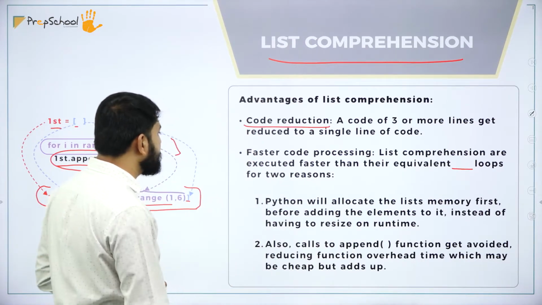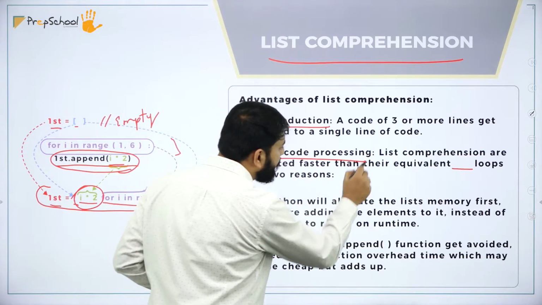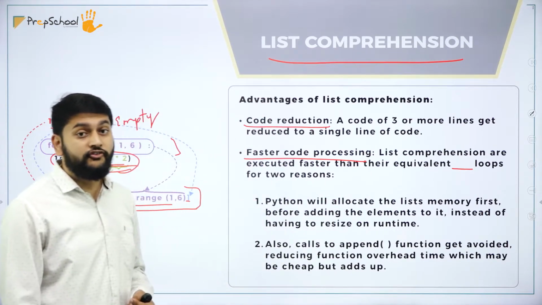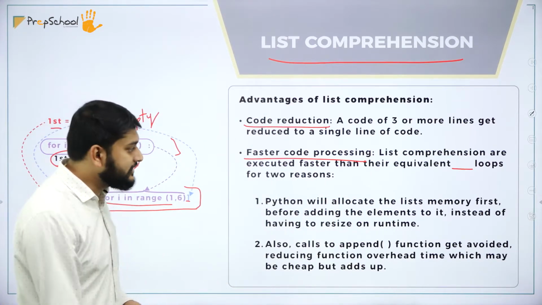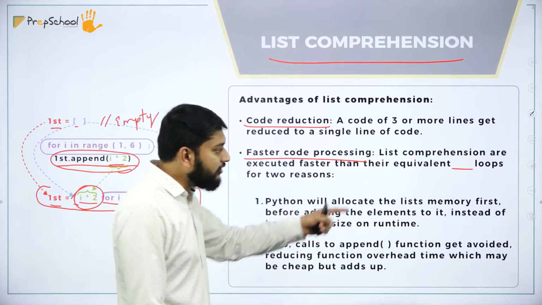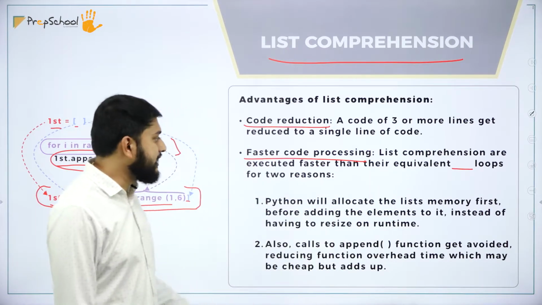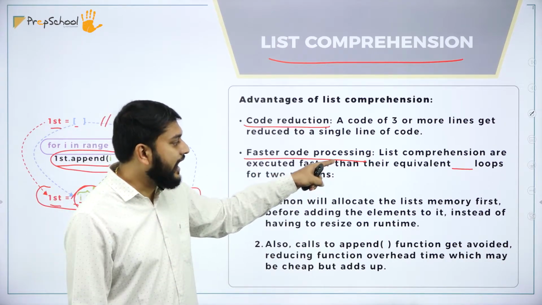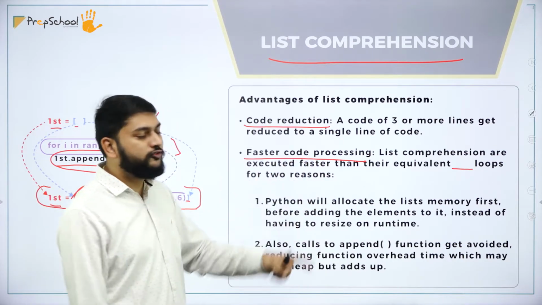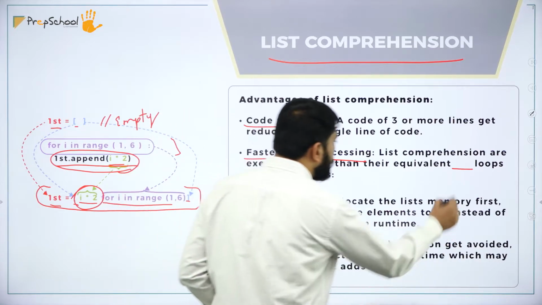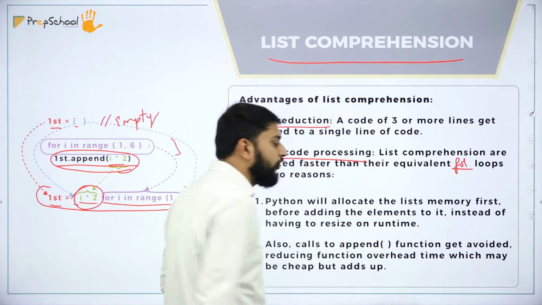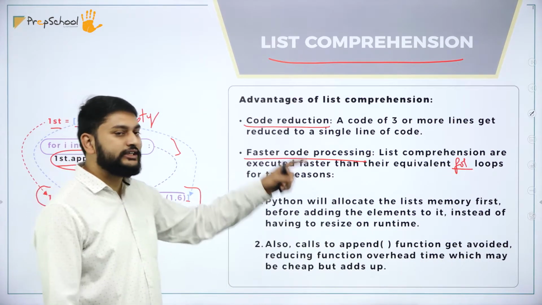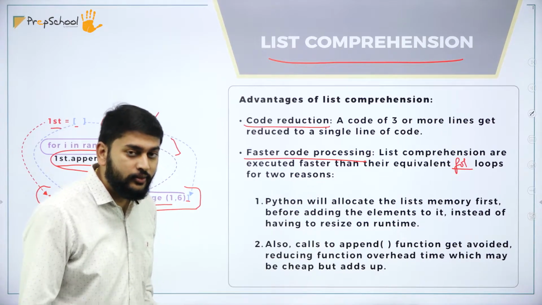What is the next advantage that I have? Faster code processing. Please understand that I have given a blank for all of you. Let us understand that list comprehensions are executed faster than their equivalent loops. Which kind of loops? It is for loop, right? For loops, for 2 reasons. Please understand.